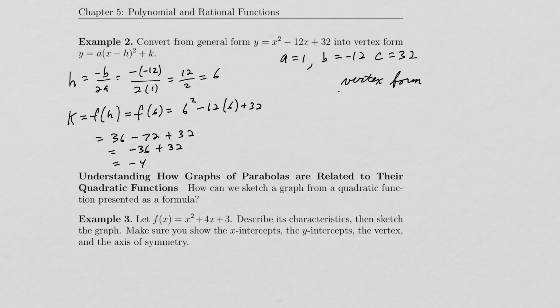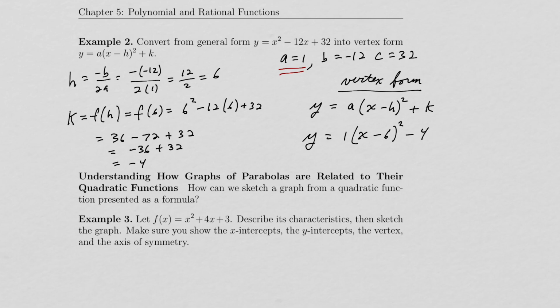But now I know my a, right? The a is the same as before, so the a is still 1. I know my h, and I know my k. So if I write this in general in vertex form, it's a times x minus h squared plus k. So y equals 1 times x minus 6 squared, and then plus a negative 4, you can write as minus 4. So that's my answer.